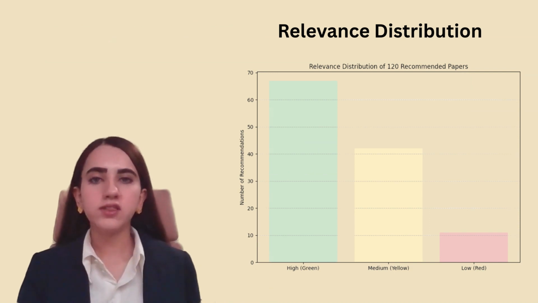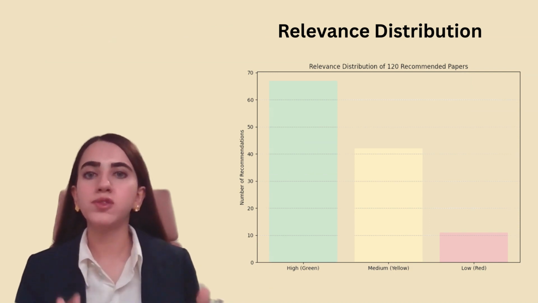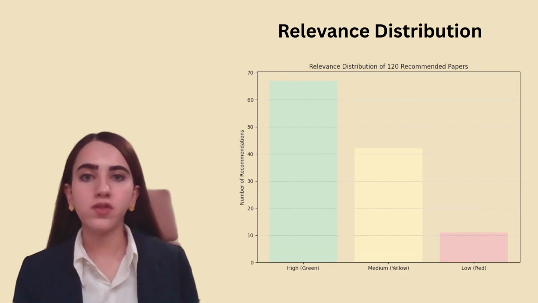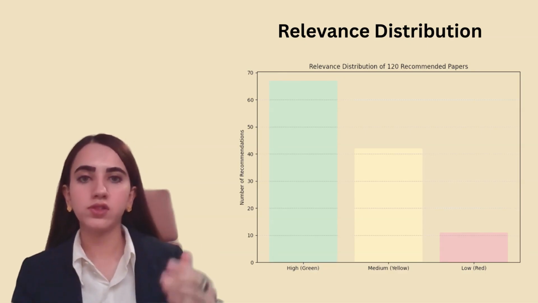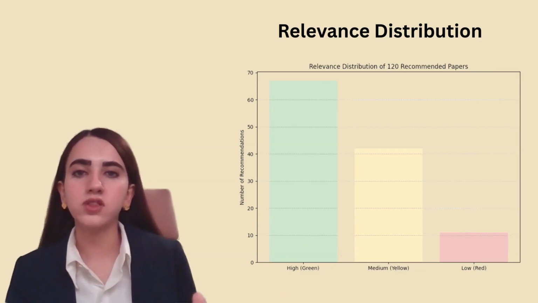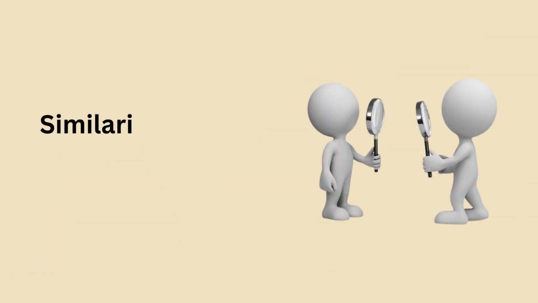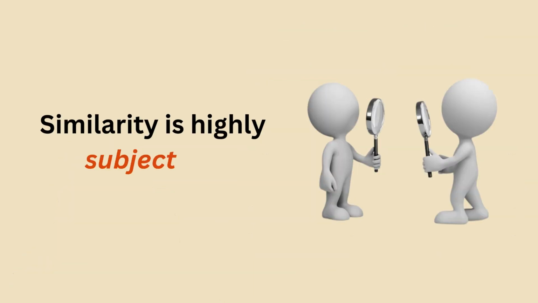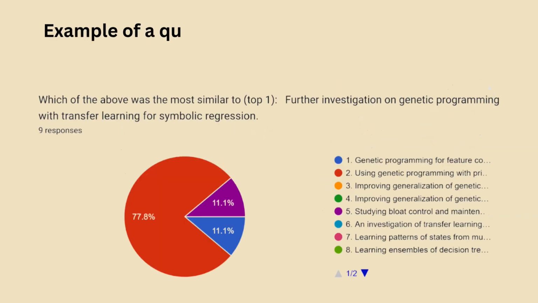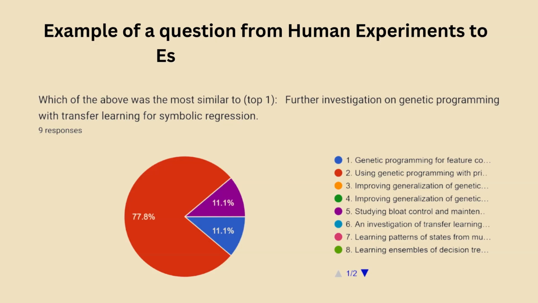I tested many such queries and we can see the performance is really good because more than 90% of the results fall under the high relevance or the medium relevance, which means that the system is working really well, especially considering the fact that the data set is very small. Similarity is highly subjective and there are no established objective gold standards, so we conducted human experiments to see how close the performance of our system was compared to human gold standards.